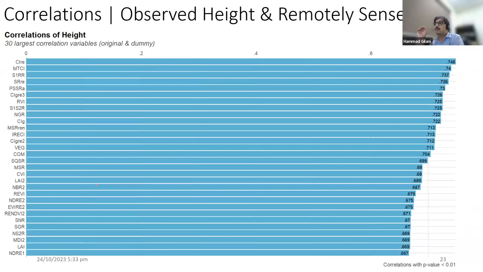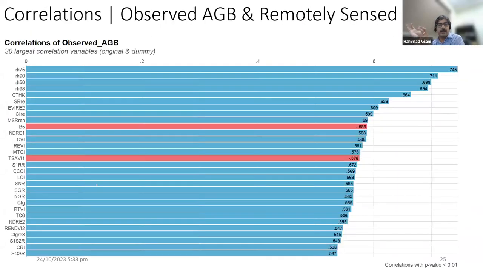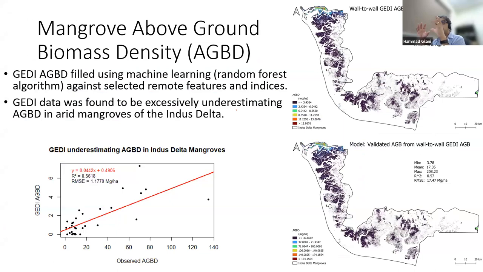And for the canopy height and above ground biomass density, what we actually did was use observed above ground biomass density linked with the remote sensing indices. Unfortunately, at the moment we don't have a locally developed allometric equation for the above ground biomass calculation. So we used the globally available allometric equation. One of the drawbacks is this one, we understand.